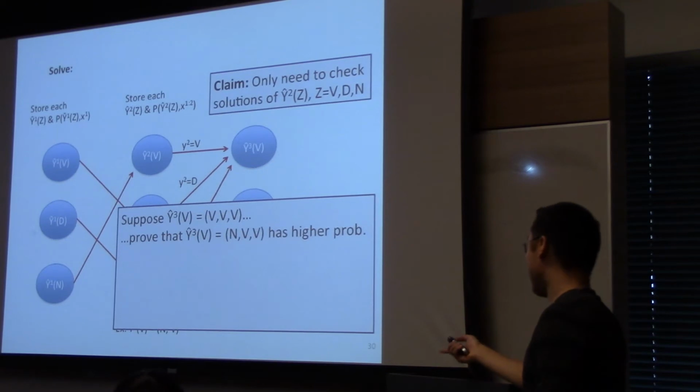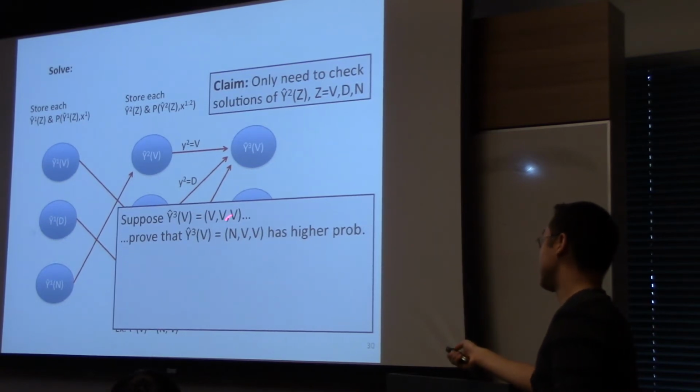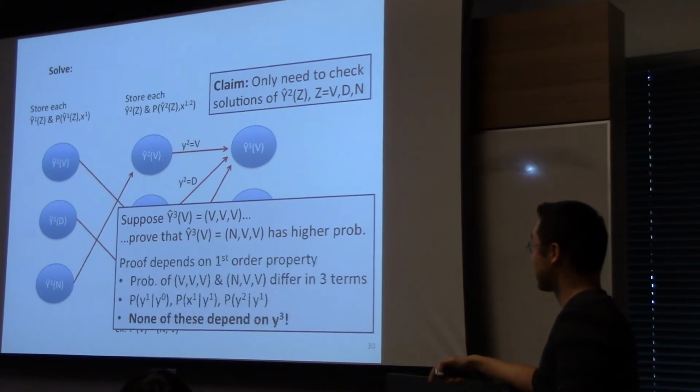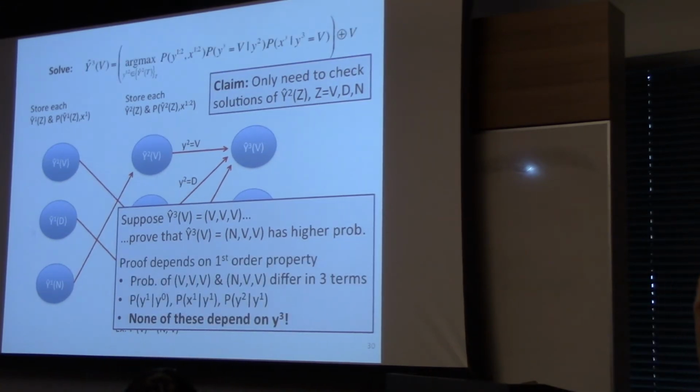Here's how I can prove that this algorithm is correct: you just do a proof by contradiction. Suppose your algorithm, if you did exhaustive search, gave you this. You just prove that whatever probability this has, this would have higher probability, which is the partial solution returned by the best length 2 subsequence. And it just depends on the first order property. The probability of this sequence and this sequence differ in 3 terms. It differs in this term, and this term. None of these 3 terms depend on y3. That's the first order property.